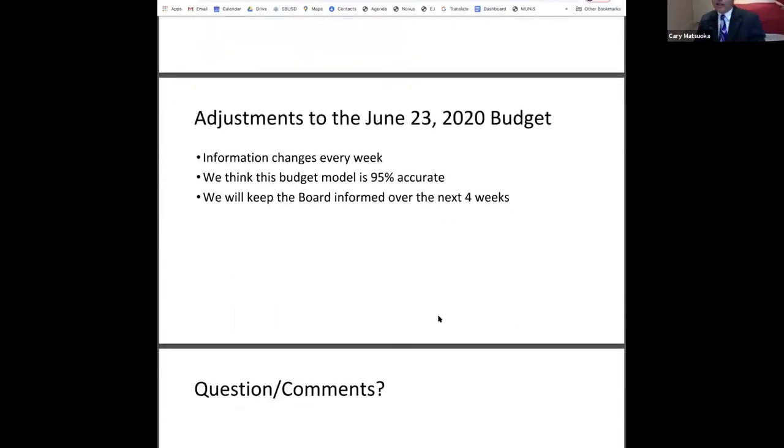So last slide, literally information is changing every week. We have to monitor multiple channels. I keep pushing our team. I keep asking them this number and they keep saying, well, I'm not quite sure, but I will say that this budget that we're presenting tonight is about 95% accurate to what we're going to present on June 23rd. If there's any major changes, we will certainly update the board via the Friday letter. So questions, any other final questions?